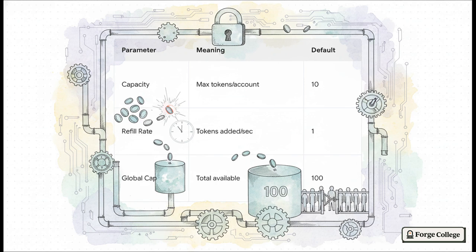So if a user tries an 11th transaction right away, they politely get blocked. But if 101 users try a transaction at the exact same millisecond, that 101st user gets blocked too.